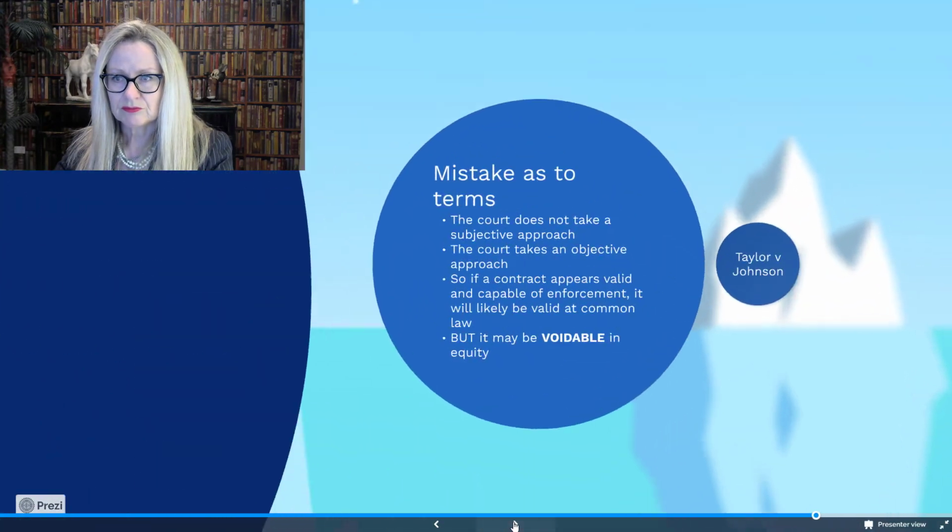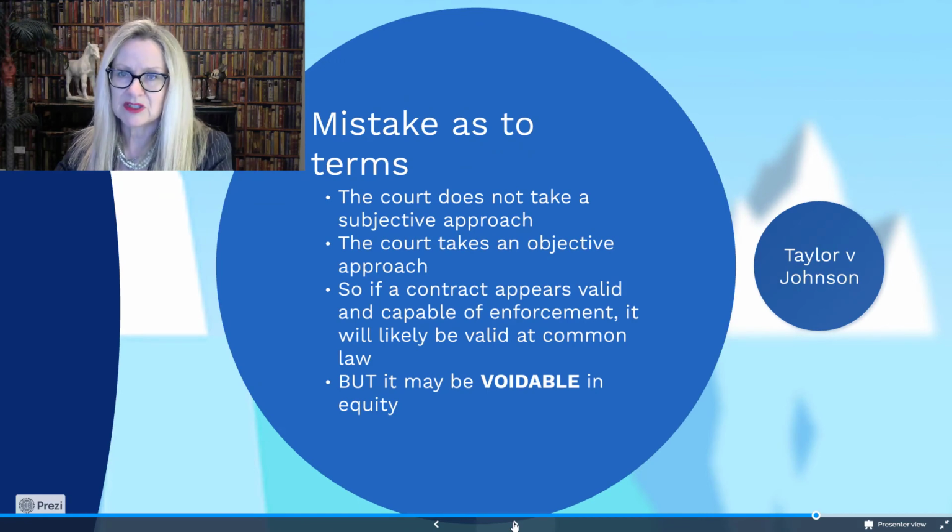And the other one to think about is mistake as to terms. Here, obviously, the court doesn't take a subjective approach, it takes an objective approach, and that's pretty much the same for 99% of questions in contract law. The court will take an objective approach. So if it looks like a contract has been outwardly formed and the court can interpret it such that it functions okay, it will likely be valid at common law. However, there is this hanging question mark about whether or not it could be voidable in equity.